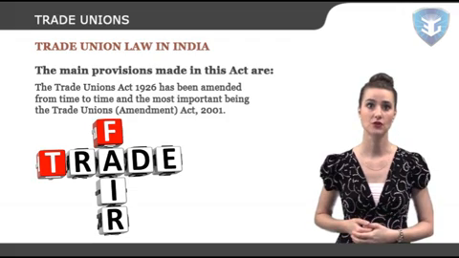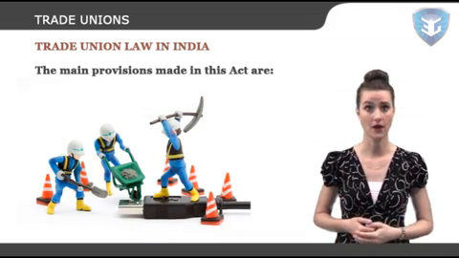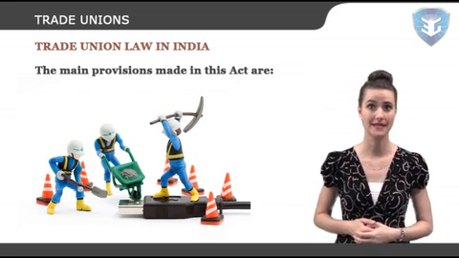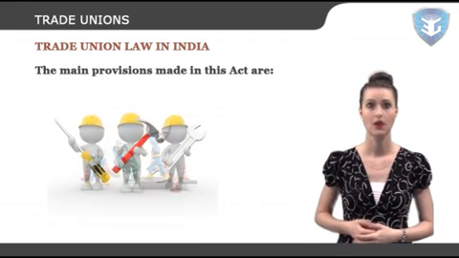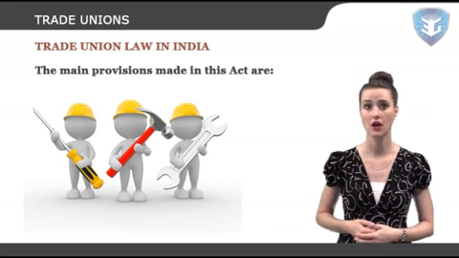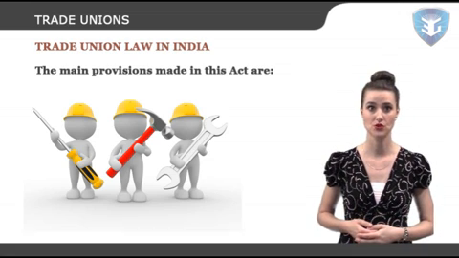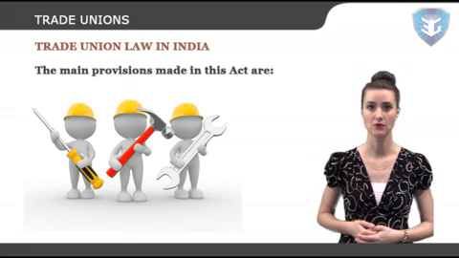Some of the salient features of the Trade Unions Amendment Act 2001 are: no trade union of workmen shall be registered unless at least 10% or 100, whichever is less, subject to a minimum of 7 workmen engaged or employed in the establishment or industry with which it is connected are the members of such trade union on the date of making of application for registration. A registered trade union of workmen shall at all times continue to have not less than 10%, or 100 of the workmen, whichever is less, subject to a minimum of 7 persons engaged or employed in the establishment or industry with which it is connected as its members.